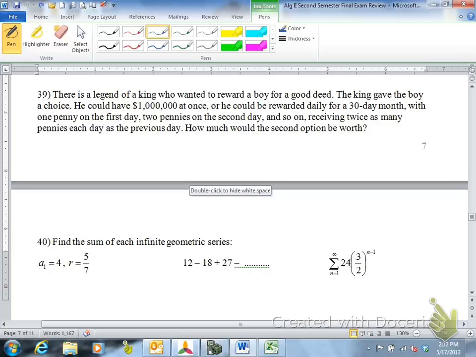Okay, so this is part 3 of the review. This is on page 7, kind of in the middle of chapter 11. There's the legend of a king. We've done this question before.